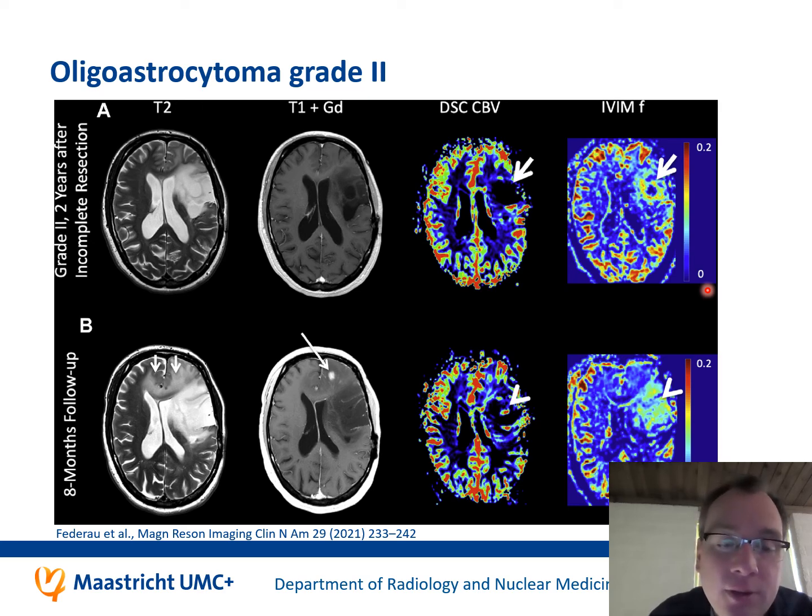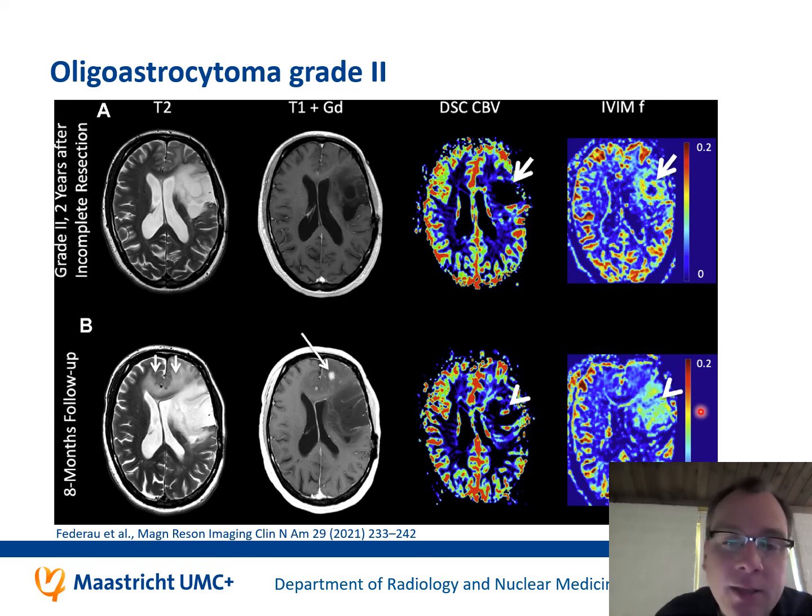This patient was scanned again after 8 months, and then the T2 hyperintensity is extended frontally, and you now also see on the post-gadolinium scan some uptake, which indicates that there is some new tumor tissue. And if you then look at the perfusion measures on the DSC, you don't really see a clear difference from the baseline scan, but on the F scan you see an increase in signal.